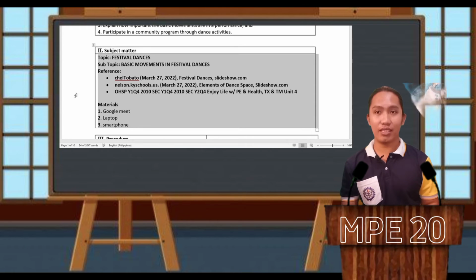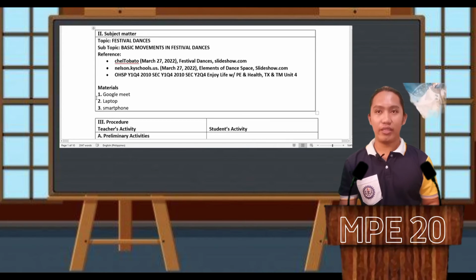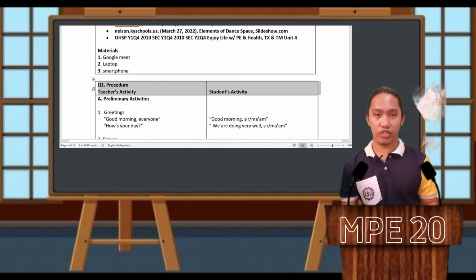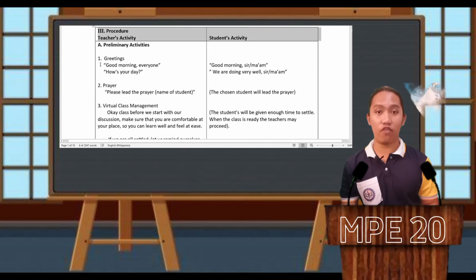And next is the materials. When we say materials, these are the things that you will use throughout the lessons. These are the materials, the gadgets, and the things that you will use to teach your student. Okay. Next to that, we have the procedure. So procedure is the third phase of the detailed lesson plan.